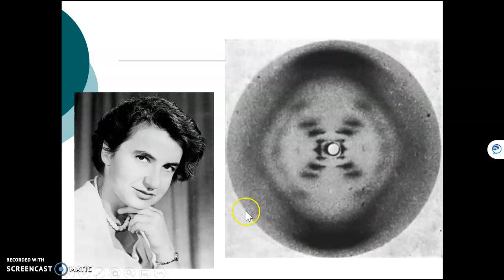So this dark area is from the spinning of the phosphate and the sugar, and these are from the bases in the middle. And because it wasn't straight across, but made this pattern, that helped them to deduce that it was in a double helix shape, because if you spin something in a double helix, that's what you see.